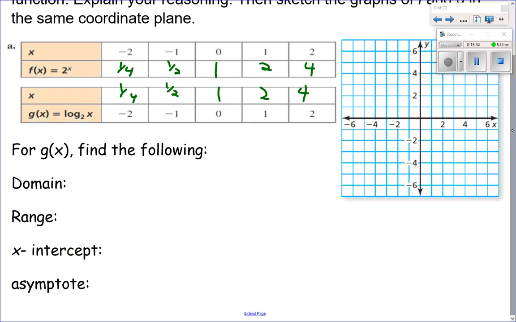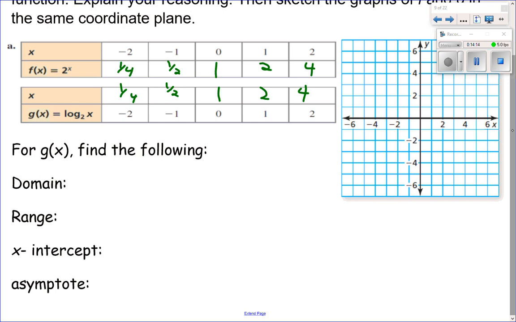I want you to think about any generic, non-translated exponential function. What is the domain? All real numbers. What is the range? y is greater than 0. Not greater than or equal to, just greater than 0, right? Well, think about the fact that we have just taken a generic exponential function and we flipped it. We have just exchanged the x's and y's. That should help you figure out the domain and range of this logarithmic function.